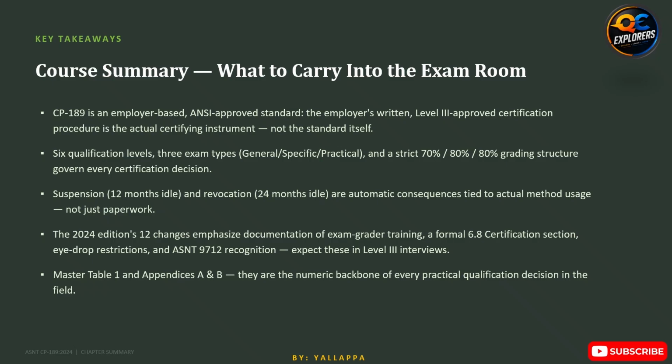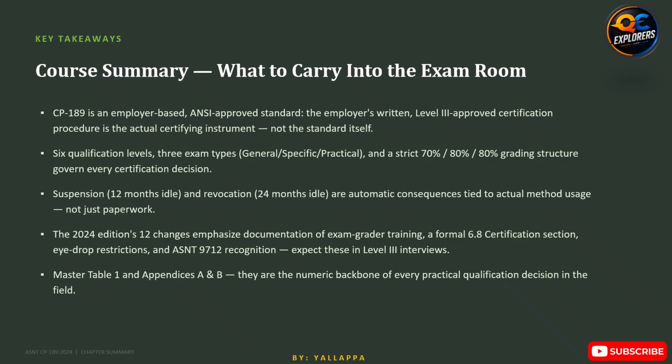The second key takeaway concerns the qualification system. Throughout this course, we've learned that CP-189 recognizes 6 qualification levels, each with defined responsibilities and qualification requirements. Certification decisions are based on 3 examination types: the general examination, the specific examination, and the practical examination. Together, these examinations ensure that candidates possess theoretical knowledge, employer-specific understanding, and demonstrated practical competence.